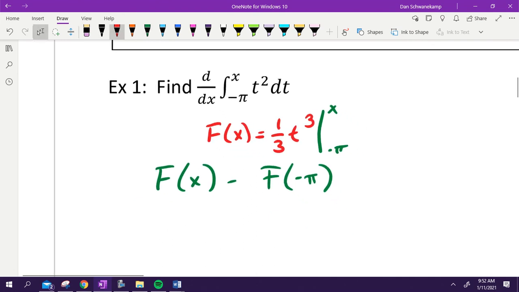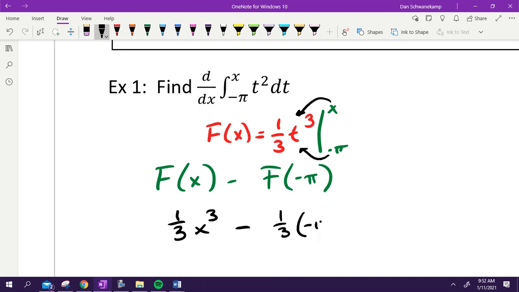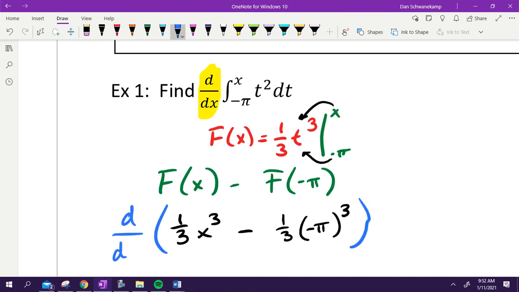And so if we did that, it would be 1/3. Take x, plug it in. X cubed minus 1/3 negative pi cubed. It's some number, but I don't really care. I'm just going to leave that for right now. But that's not what the problem asks us to do. The problem asks us to take the derivative of this integral. So I still need to then take the derivative of this integral.